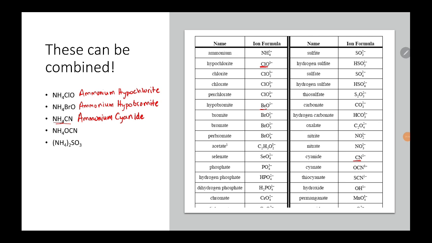NH4OCN is the formula for ammonium something. We are going to use our table to figure out what the name of the OCN ion is. That is cyanate. So the complete name there is ammonium cyanate. Finally, we have (NH4)2SO3. We know that should start with ammonium. And SO3 is the formula for the sulfite ion. So the correct name for (NH4)2SO3 is ammonium sulfite.